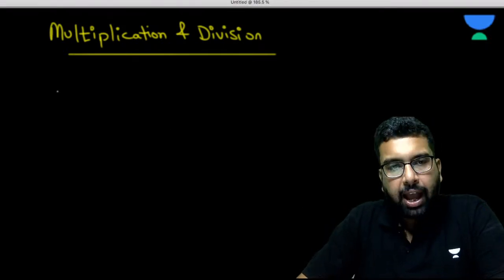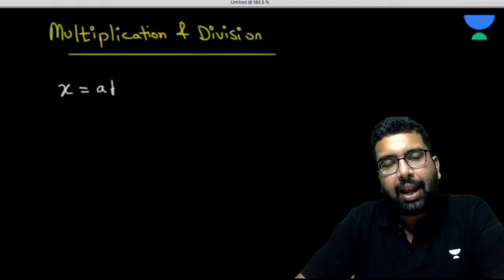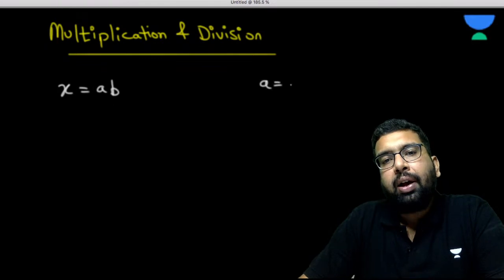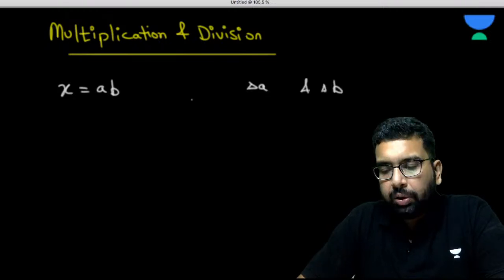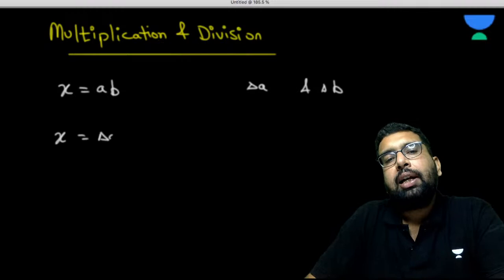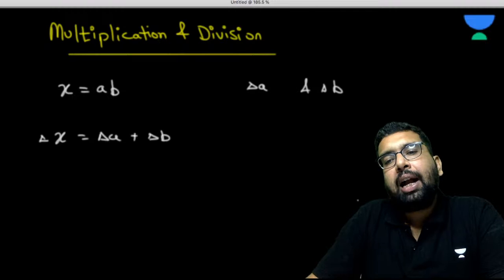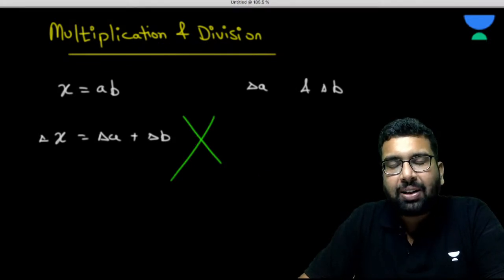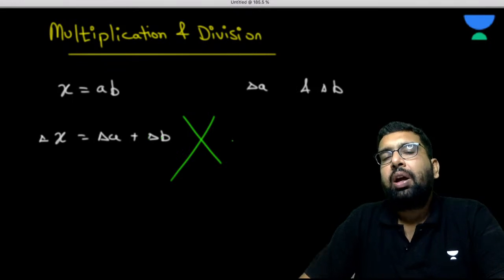So see how we are going to do that. Let's suppose we have x is equal to AB. Now what is going to happen? A must have some error. Let's suppose A has an error of delta A, B has an error of delta B. Now how are you going to write this x? So sir, very simply, delta x is equal to delta A plus delta B. Okay, guys, this is not the way. This is not going to work for you. That is not the right thing to do. This is wrong.